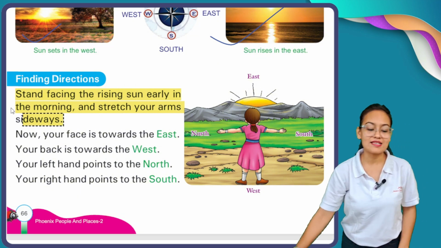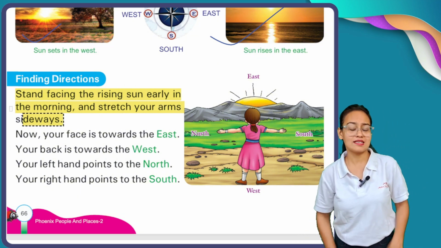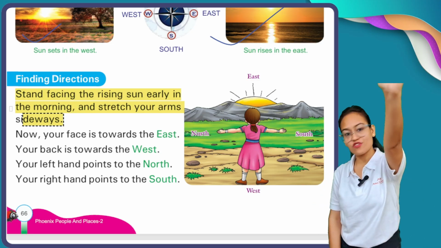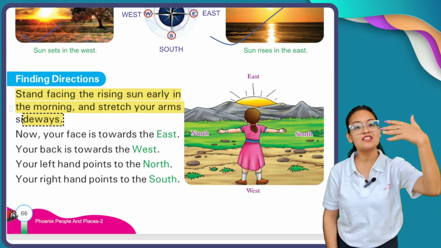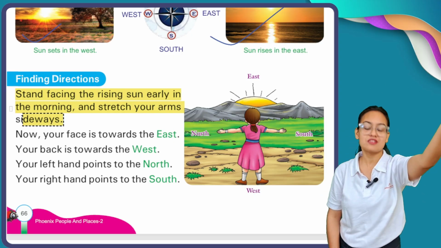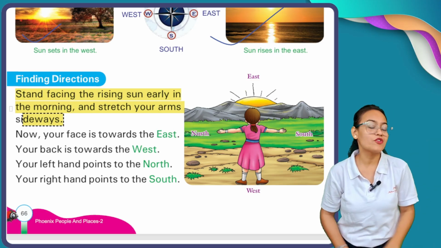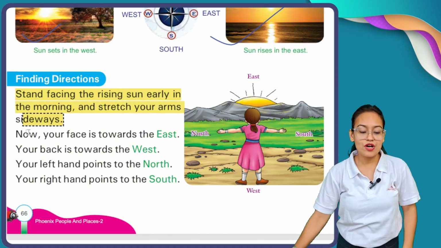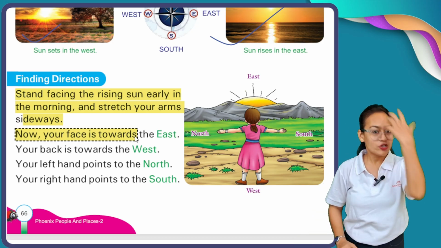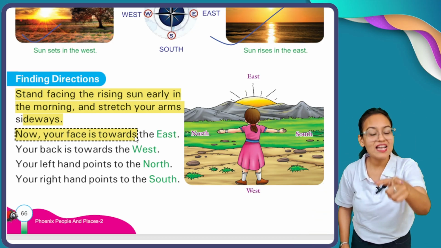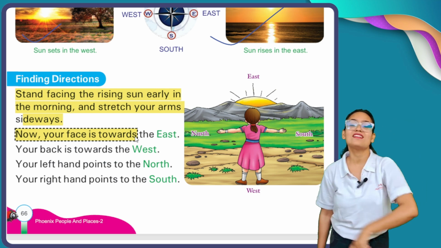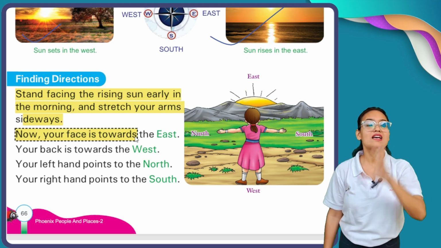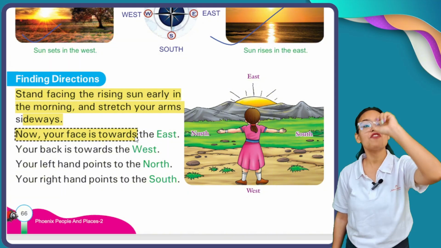Whenever you see a rising sun, always stand in that area where the sun rises. Suppose the sun rises from here, and I'm standing with my face towards the sun. Now what you have to do? Stretch your arms like this. Now your face is towards the east. Why? Because the sun always rises in the east. So now you are face to face with the sun. That's why the sun always rises in the direction of east.